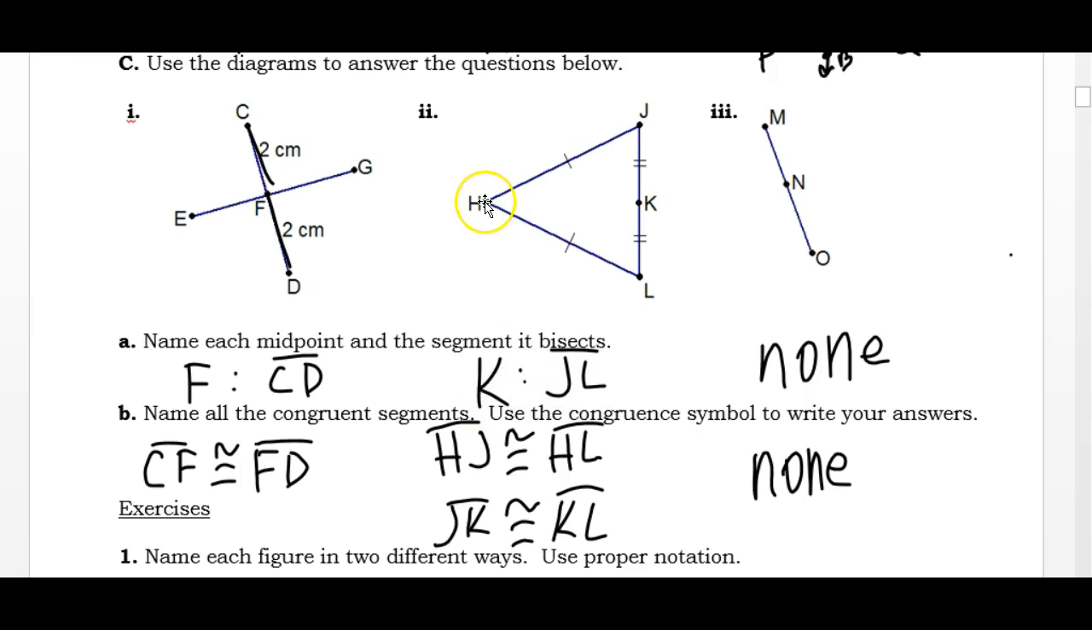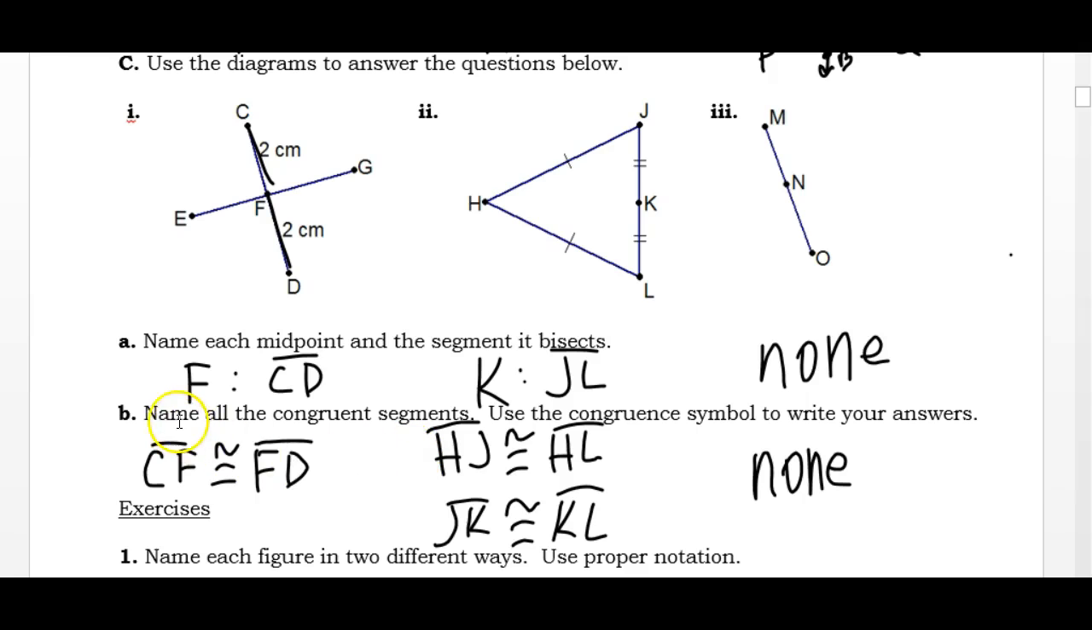Some people might be tempted to put H on that list as well because H is the same distance from J as it is from L, but since J through H going to L is not a segment, H is not the midpoint of that. The third figure, people might be tempted to say N is the midpoint, but actually there is no midpoint marked on this figure. Again, we need to see the number or the congruent marks on either side of that N to know that it is exactly in the middle.